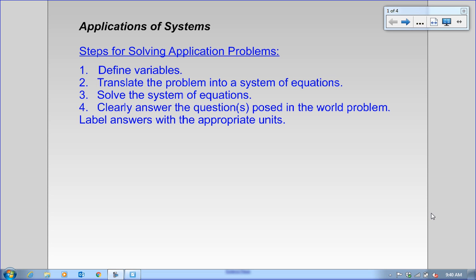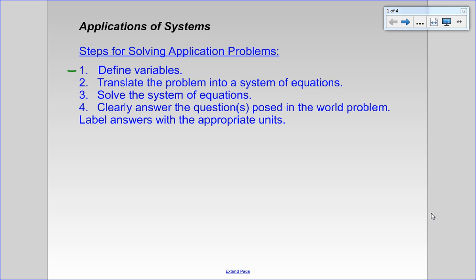To solve application problems using systems of equations, we will follow the same 4 basic steps that we have used for solving previous types of applications. First, we will define 2 variables to represent the unknowns in our word problem. Then, we can translate the problem into a system of 2 equations.